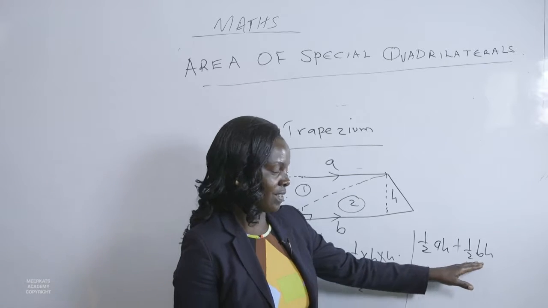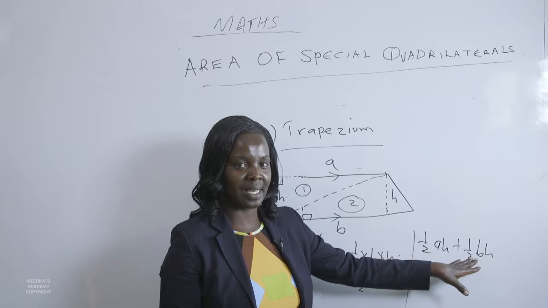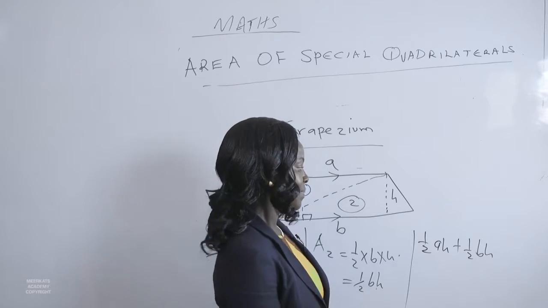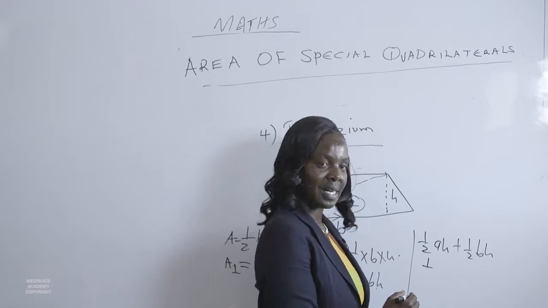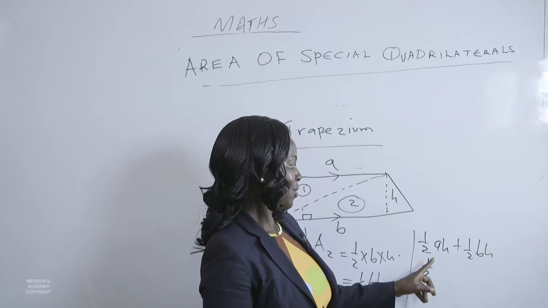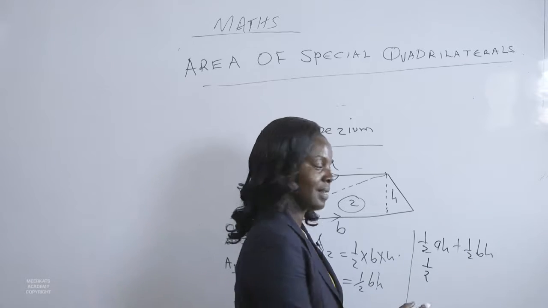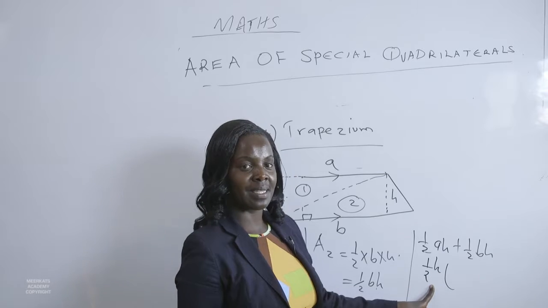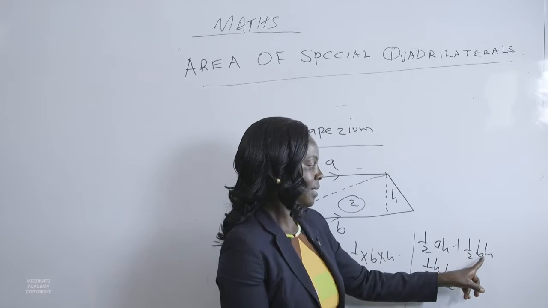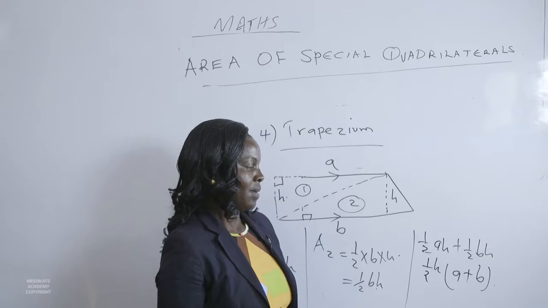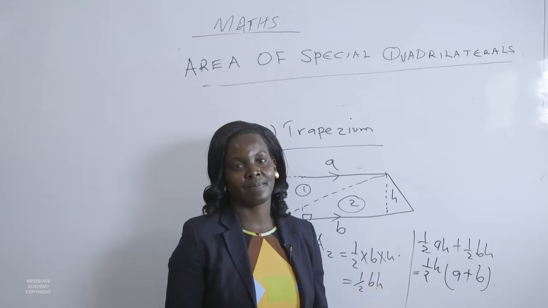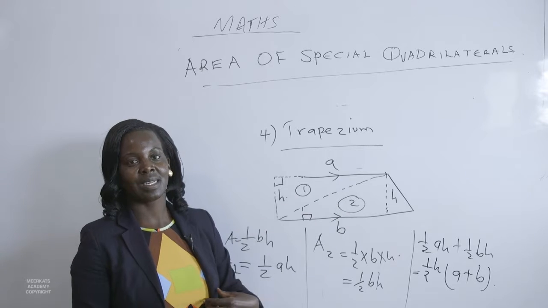If we add, this is what will give us. You realize that we are not going to proceed in adding the two because they are different terms. But what we can do from there is to factorize, to identify the common terms. And you realize that a half is found on both sides, and also H is a common term. If we take this outside the bracket, a half H, then here we remain with A plus, here we'll have B. What do we have? A half H into A plus B.